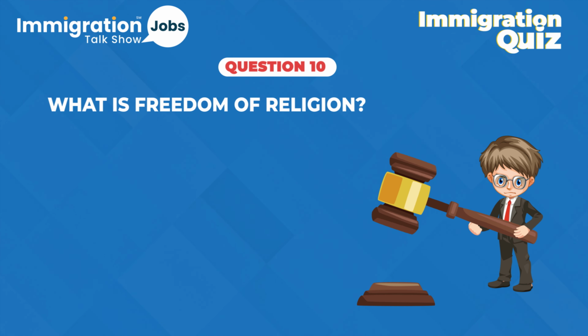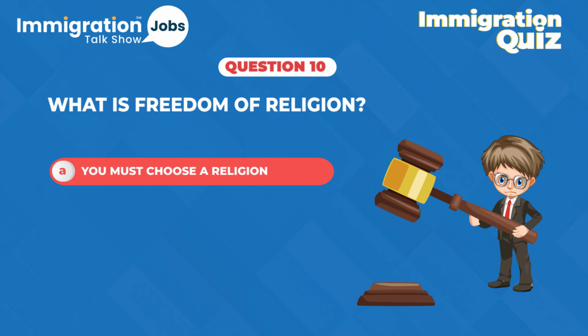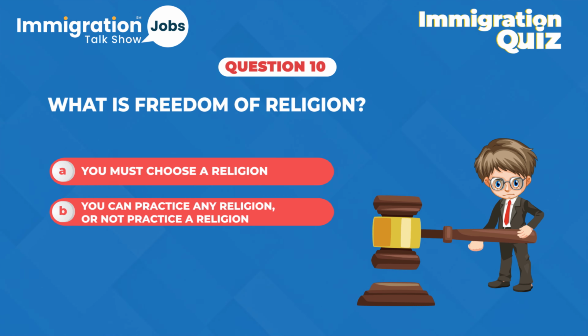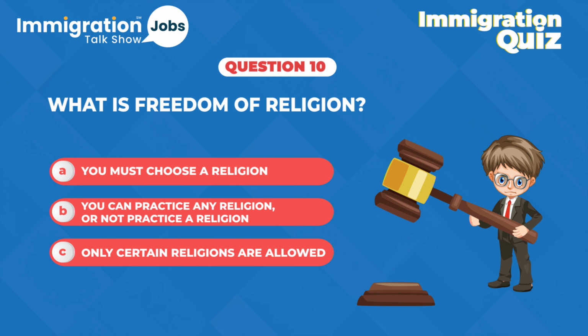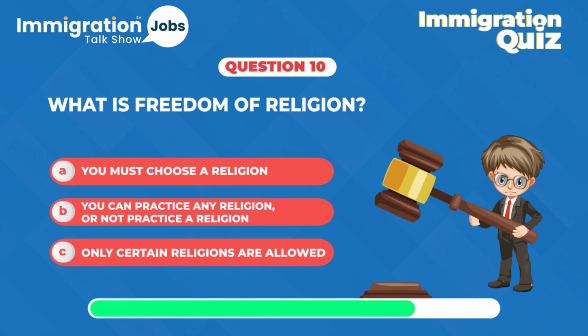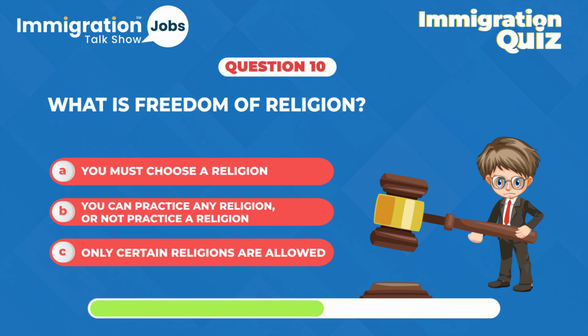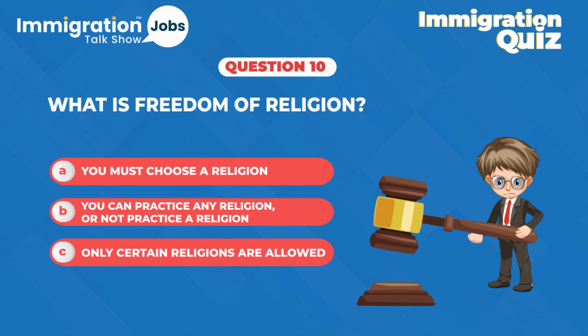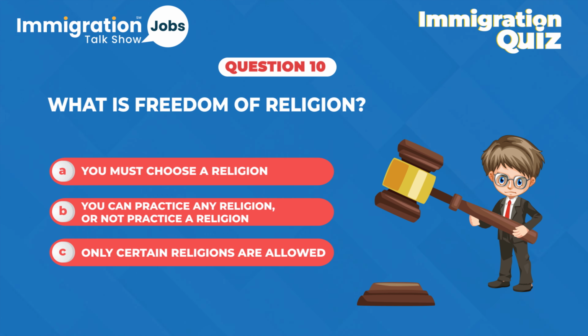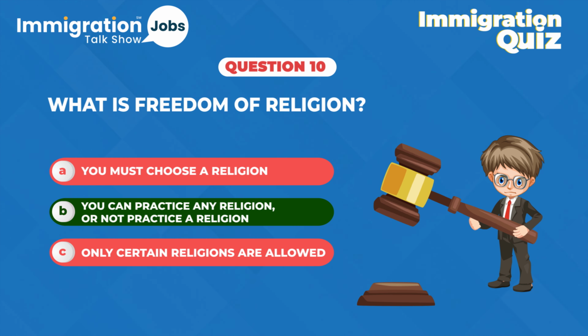What is freedom of religion? Option A, you must choose a religion. Option B, you can practice any religion or not practice a religion. Option C, only certain religions are allowed. And the correct answer is option B, you can practice any religion or not practice a religion.